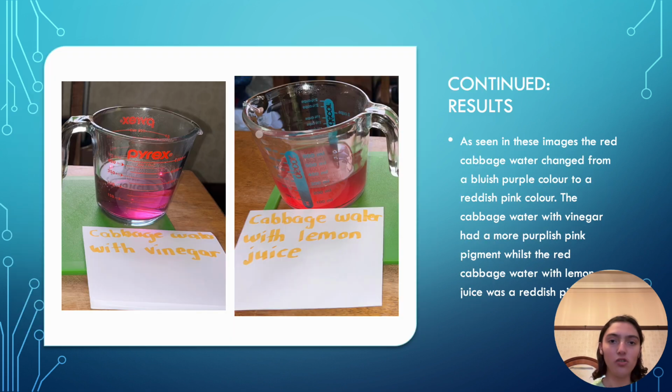As seen in these images, the red cabbage water changed from a bluish purple color to a reddish pink color. The cabbage water with the vinegar had a more purplish pigment, whilst the red cabbage water with lemon juice was a reddish pink color. So if you are one of the students who during our poll guessed that there would be a chemical reaction, congratulations, you are correct.